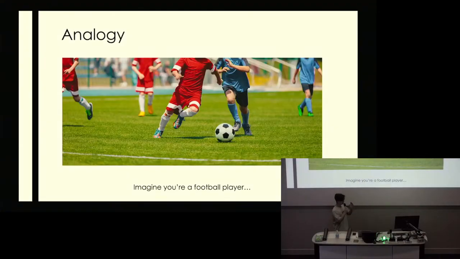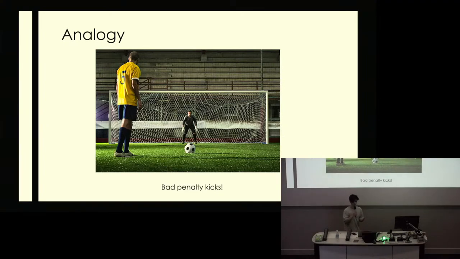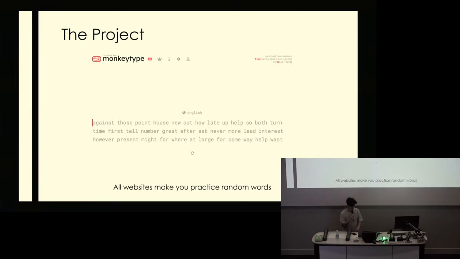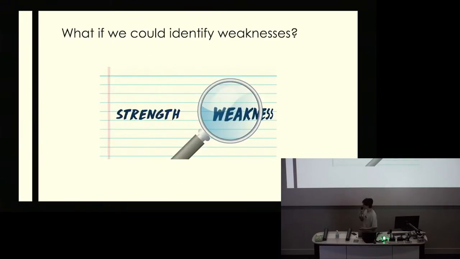Imagine for a second that you're a football player, and you work for a team, and your coach comes and tells you that you're bad at penalty kicks, but tells you to keep practicing everything you do, not just penalty kicks. That's not really a feasible way of improving. You want to focus in on the bad penalty kicks, right? So what if we could apply this to typing tests? I'm sure many of you have been on Monkeytype before, but all the words are random. There's no basis of where you struggle. So what if we could find a way to identify your weaknesses, where you struggle when you're typing?